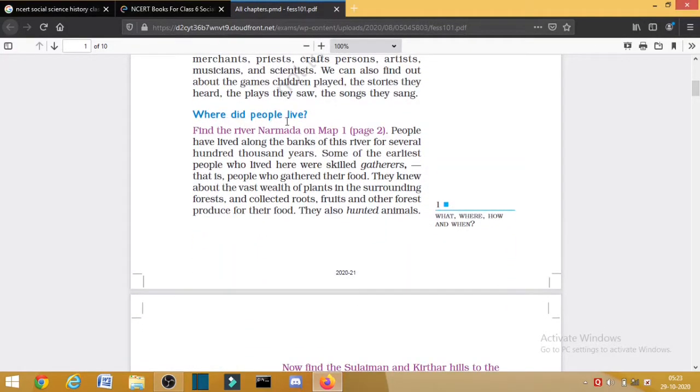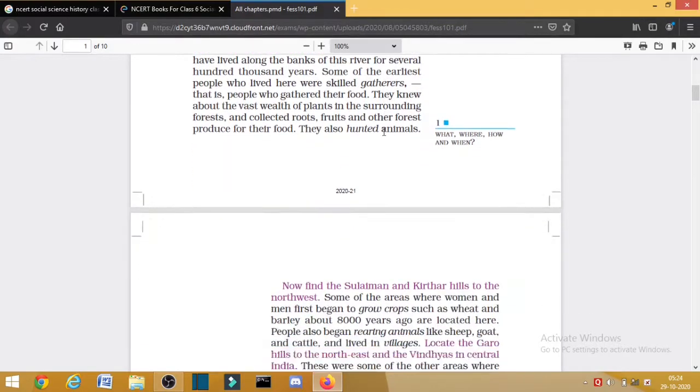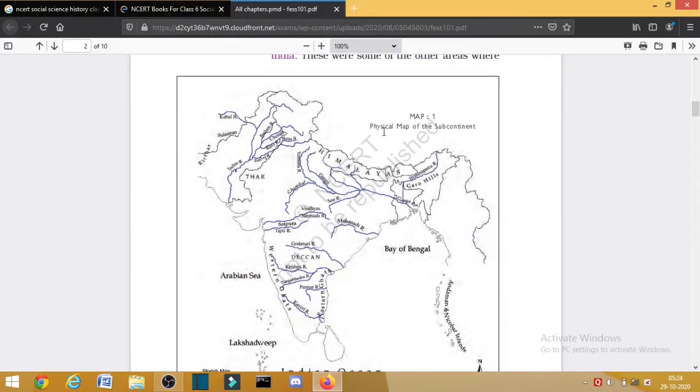Where did people live? Children, they do not have this type of houses, buildings which we have now and we are living. Now let us see, where did people live in those days. Find the river Narmada on map 1, that is page number 2. Let us turn to the next page. That is page number 2. Narmada River. This is Narmada River.